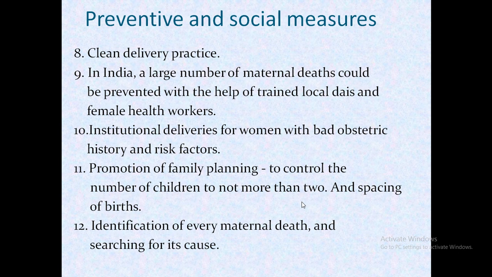Institutional delivery for women with a bad obstetric history and high risk factors was advised in the beginning. Now, under the NRHM, they are advising institutional delivery and promotion of family planning. This is the right time. They are in a receptive mood, so utilize the opportunity and give ideas regarding family planning methods to maintain spacing between two pregnancies, so that we can reduce maternal mortality and child mortality.